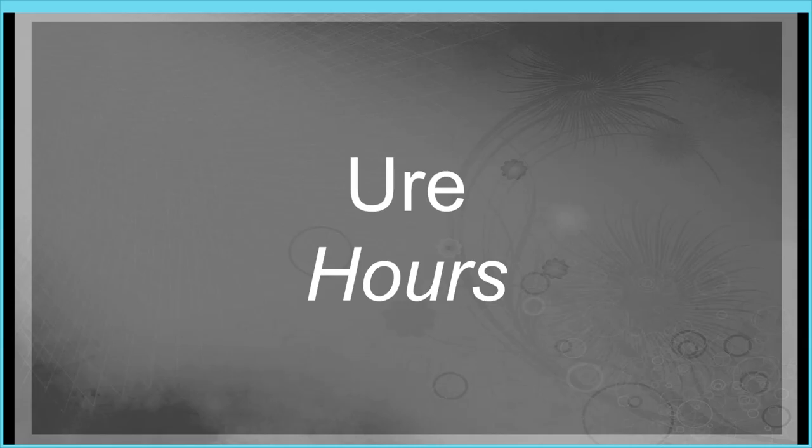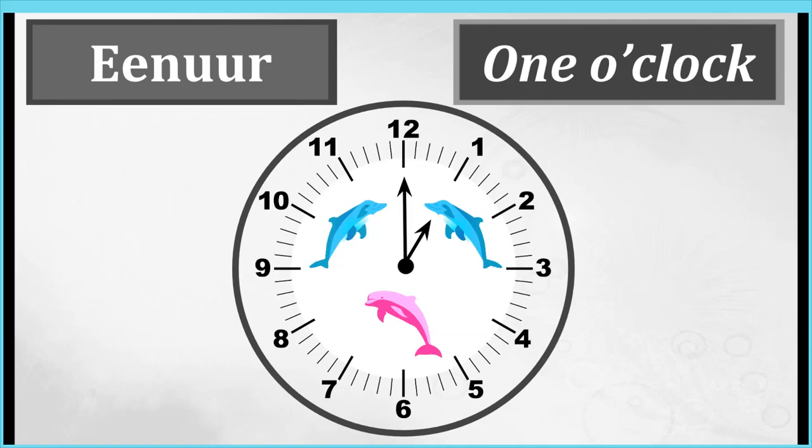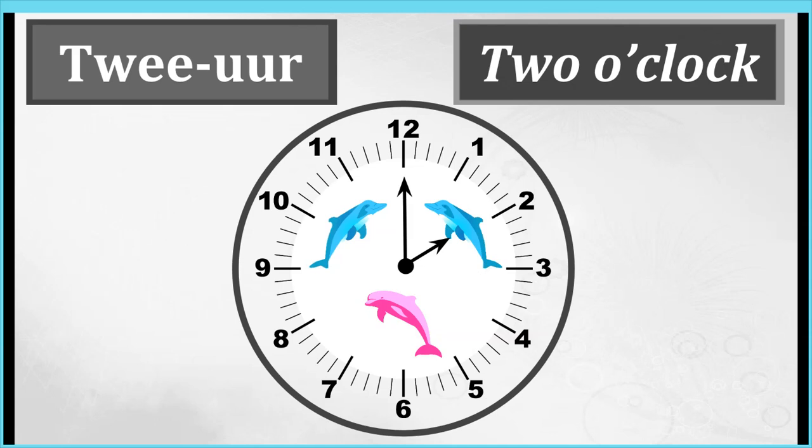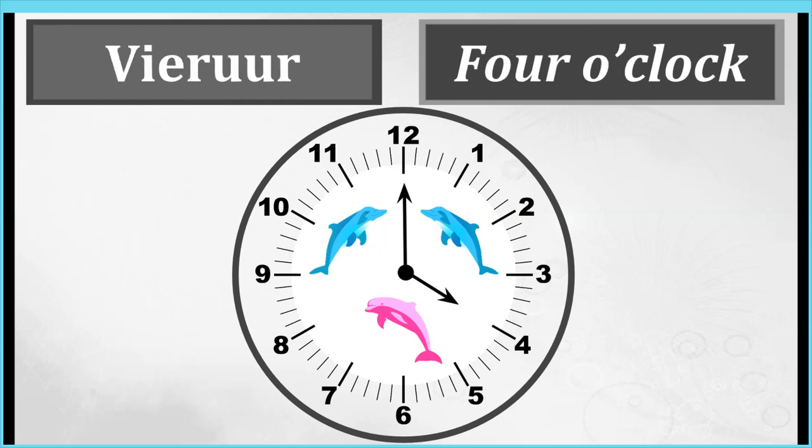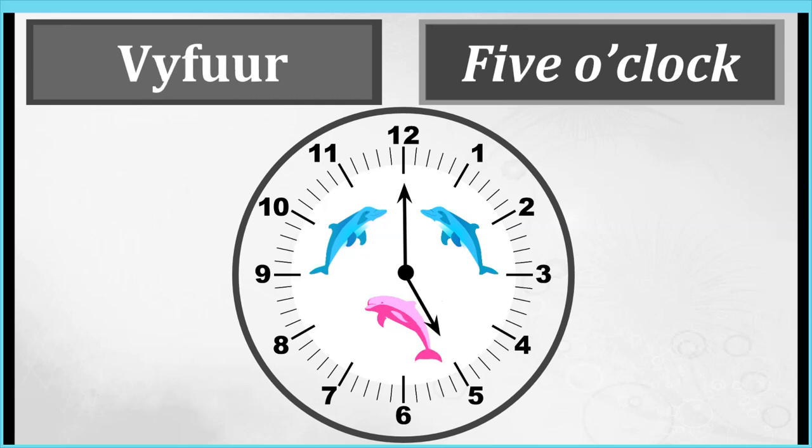Ure, hours. 1 uur, 1 o'clock. 2 uur, 2 o'clock. 3 uur, 3 o'clock. 4 uur, 4 o'clock. 5 uur, 5 o'clock.